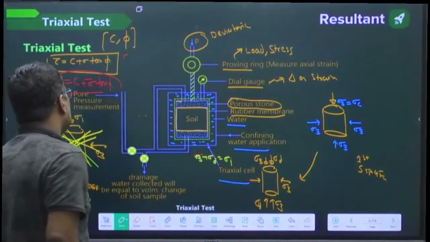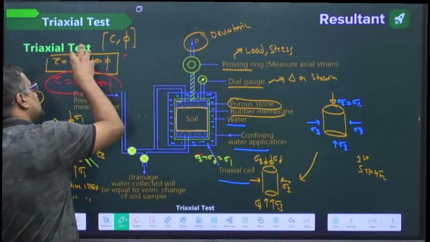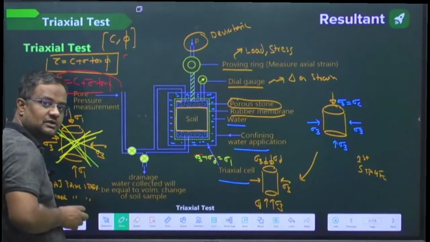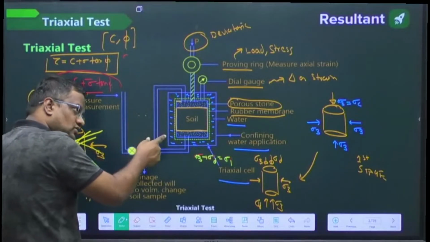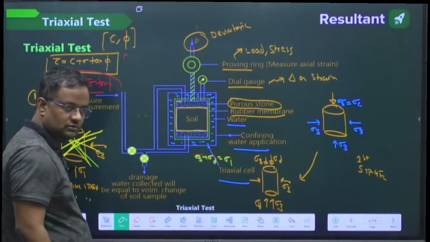Okay, that is why it is called universal, because we can work in total stress parameters also, and we can work in effective stress parameters also. For the same experiment, for the same soil, we can do consolidation also, and we can do unconsolidated testing also.